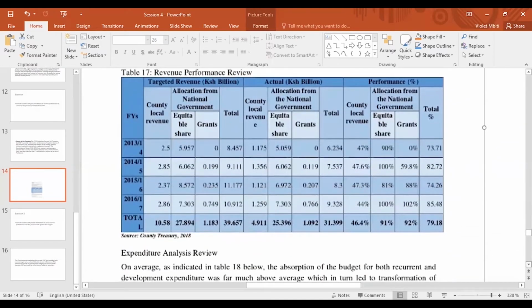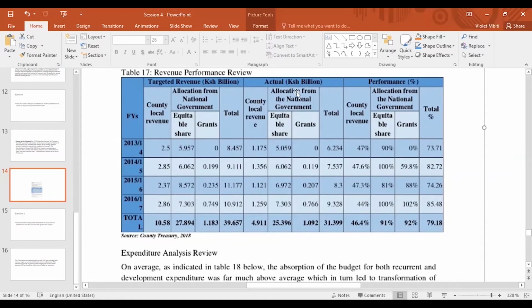You can look closely. You can see for the financial year 2013-2014, the county local revenue was at 2.5. This was the targeted revenue, the one that they had expected. This is 2.5 billion that they expected to collect. And then equitable share, they expected to get from the national government 5.957 billion. Grants, they put it at blank because that's the time that devolution started, so they didn't have a definite figure. So the total that they had expected to collect was 8.457 billion.